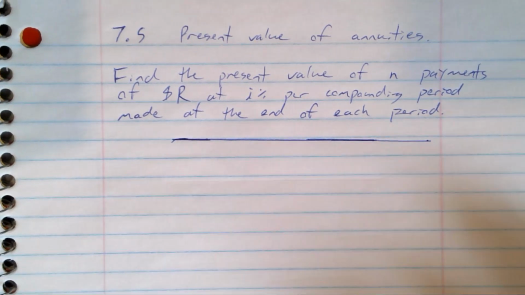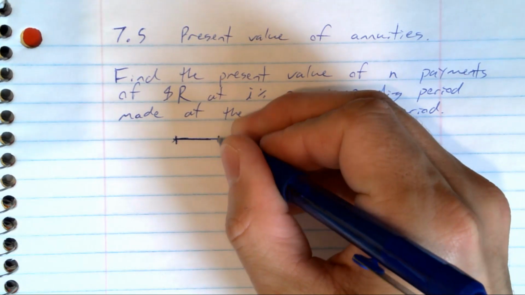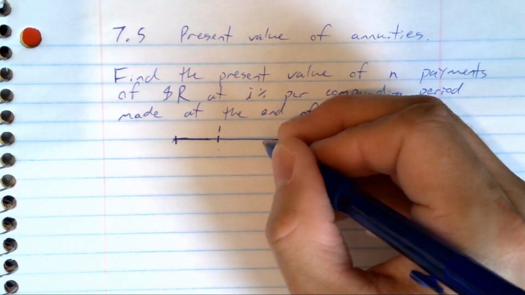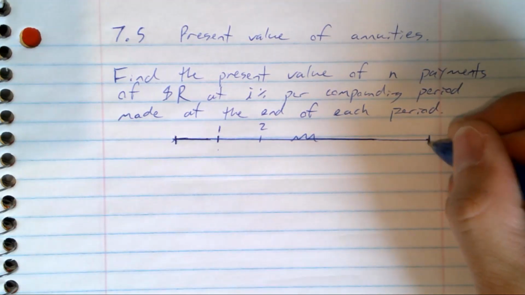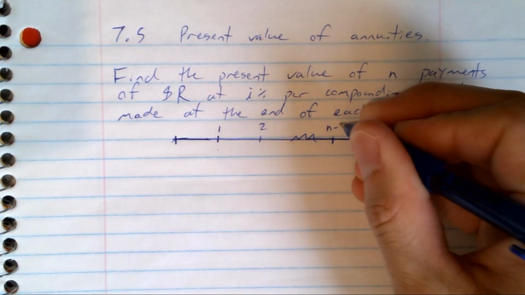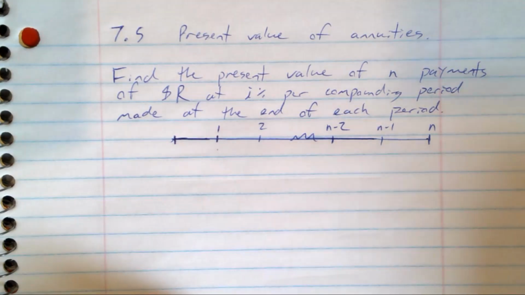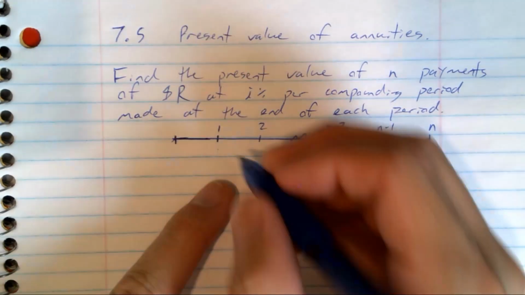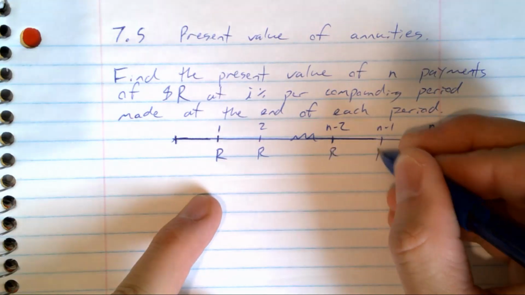Okay, so here's our timeline. We have payment number 1, payment number 2, squiggle, squiggle, payment number n minus 1. You might need payment number n minus 2 over there. Sorry, there's a bit of delay on the video, so the voice might not line up. We are making these payments at the end of each period, like that.